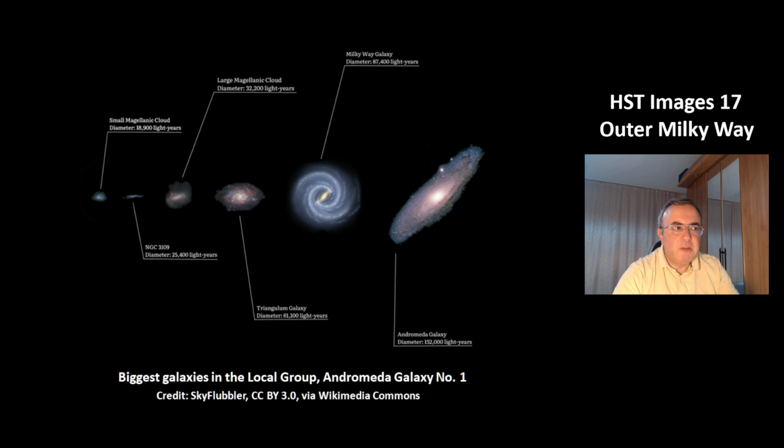This is a comparison of the biggest galaxies in the Local Group. Number 1 is the Andromeda Galaxy. Number 2 is the Milky Way Galaxy. And number 3 is the Triangulum Galaxy. The Large Magellanic Cloud is the 4th biggest galaxy. The 5th biggest is NGC 3109. And the 6th biggest is the Small Magellanic Cloud.